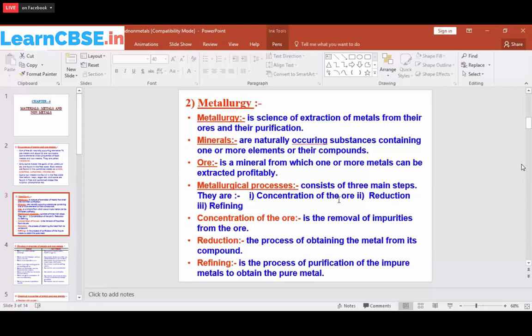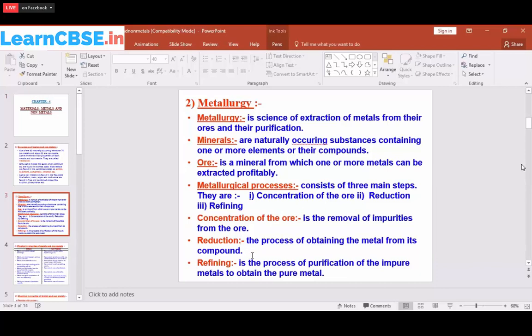Metallurgical processes consist of three steps basically. One is the concentration of the ore, the second is the reduction, and the third is the refining. The concentration of the ore is nothing but removing the impurities from the ore. So we are segregating the ore from the impurities. Impurities are nothing but the sand.